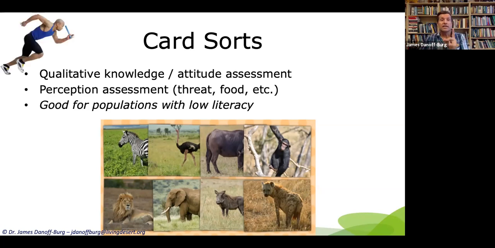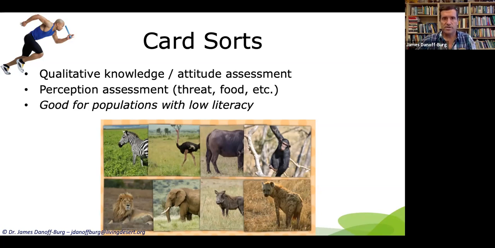So now let's take a minute and think of a situation where you could possibly use a card sort to gather some information, some knowledge, some attitude, or some behavior about, say, wildlife or plants or ecosystems or some aspect of conservation. What would the cards look like? How would you use them? What question would you answer? Pause the video and let's try to come up with a way that we would use card sorts.